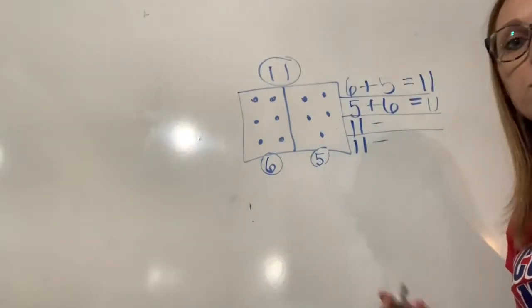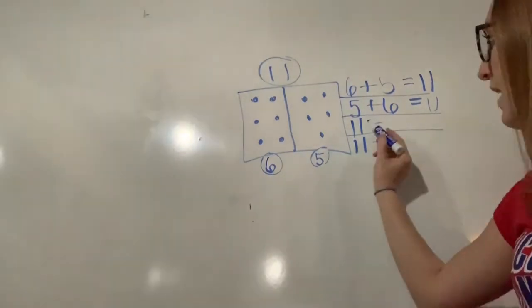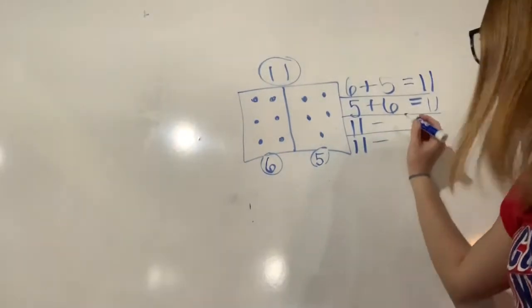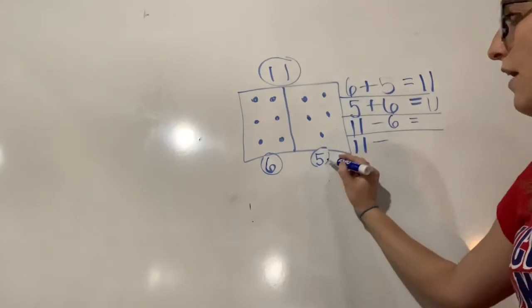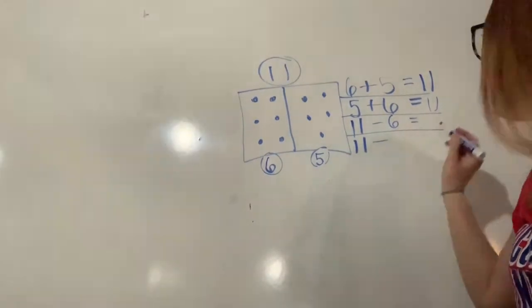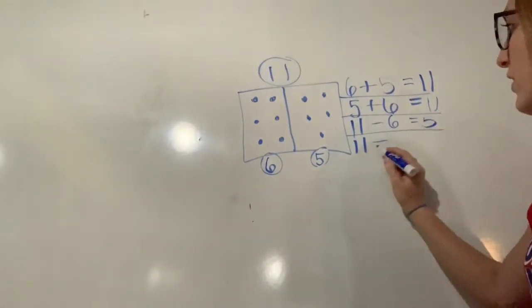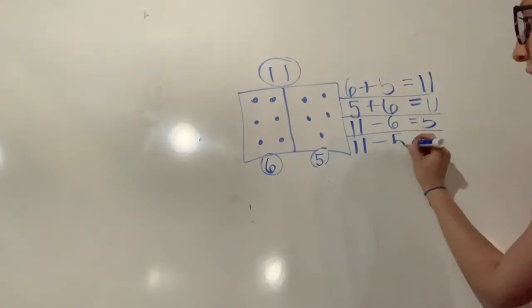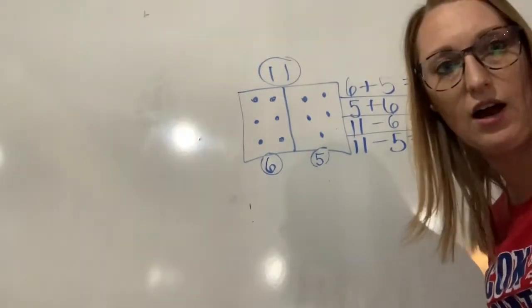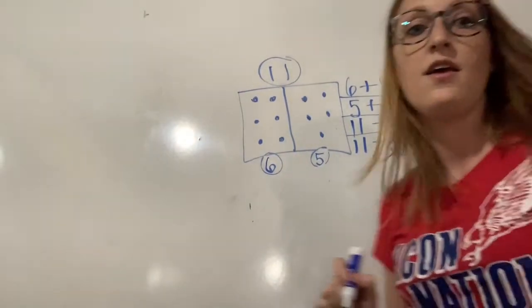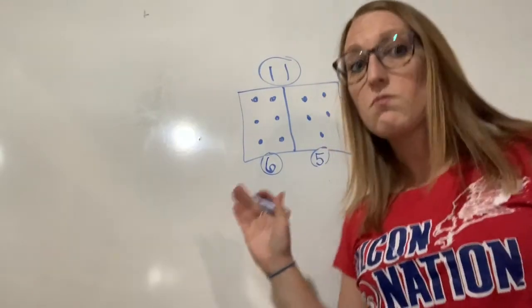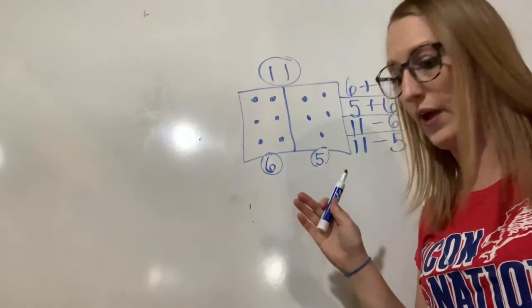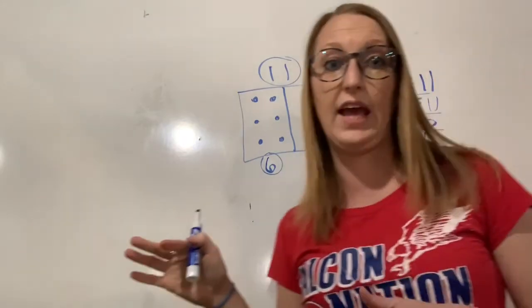All right, now all I'm going to do is take away one each time. So this time I have 11 minus 6, and that's going to equal my other number. What is my other number? 5. And then this time I'm going to say 11 minus, well, I'll take away the 5 this time, and I'm going to get my answer of 6, okay? These are fact families. And they are also showing us how to make missing addends, if you look at it that way.